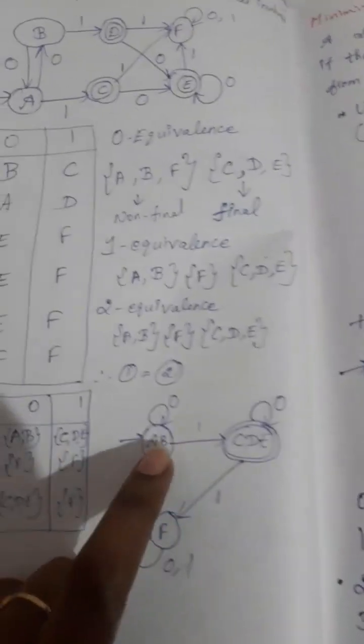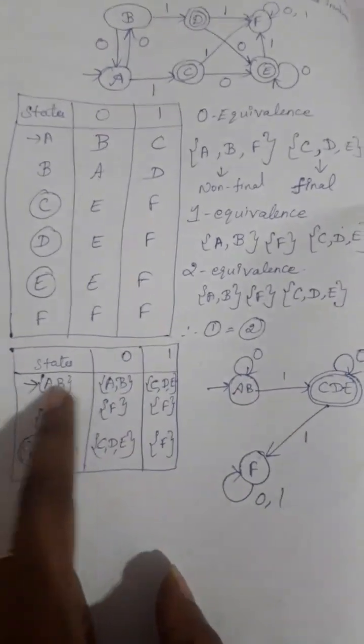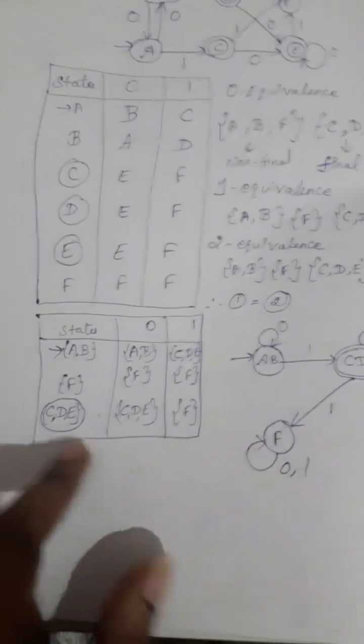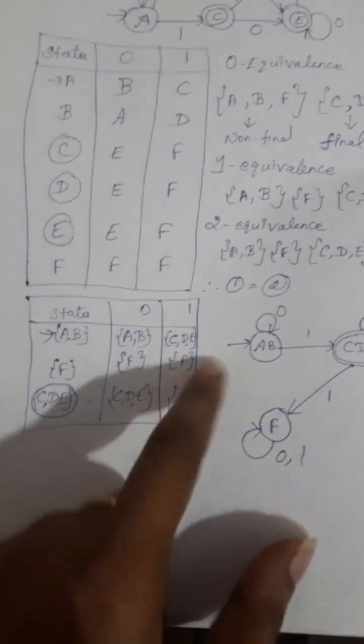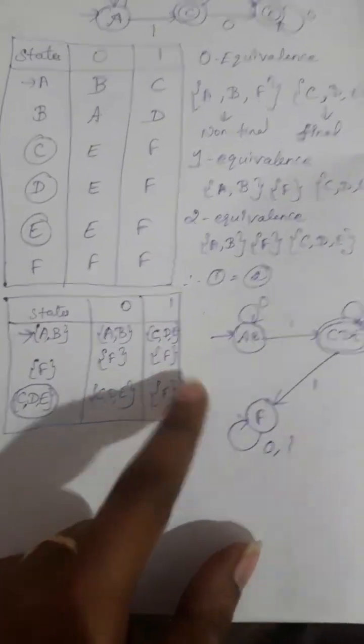This is the diagram for this. AB on getting input 0 stays in AB. On getting input 1 it moves to CDE. CDE on getting input 0 stays in CDE. CDE on getting input 1 comes to F. F on getting input 0 and 1 stays in F itself.